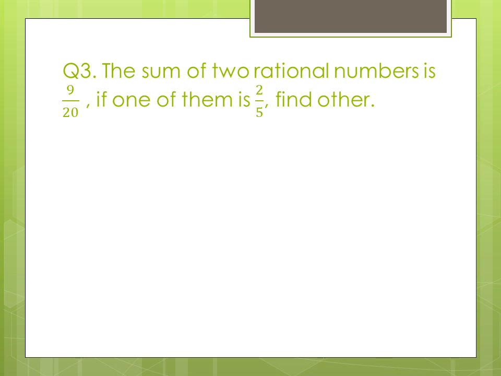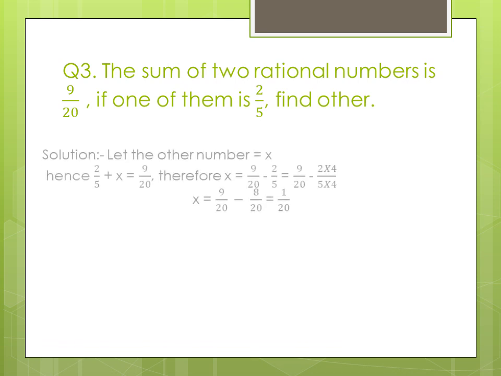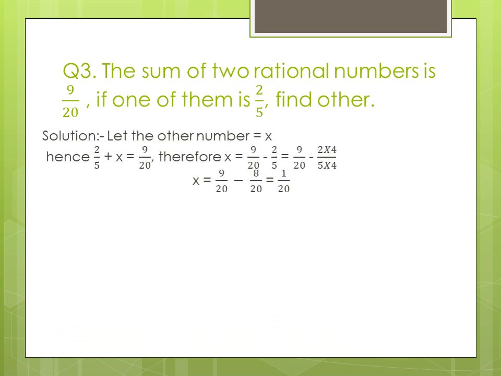Sum of two rational numbers is 9 by 20. If one of them is 2 by 5, find the other. So now in this particular question, sum of two numbers, answer is given to us, but out of the two numbers only one is given. So let us take the another number as x. Suppose the second number is x. So hence, as per the given question, this 2 by 5 plus the second number gives us this. So I have just written in this form, this number plus x gives us this.